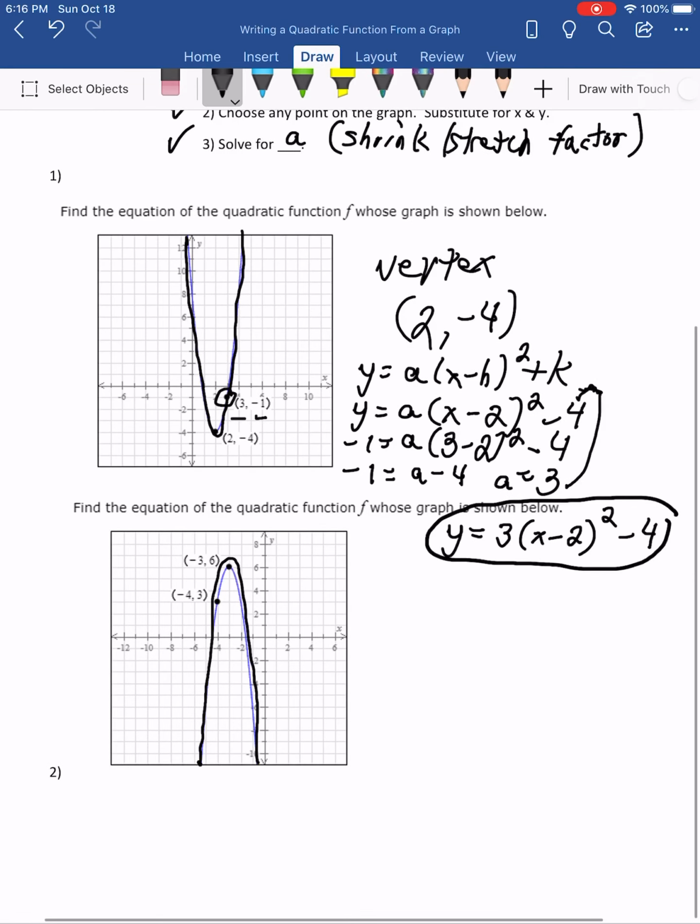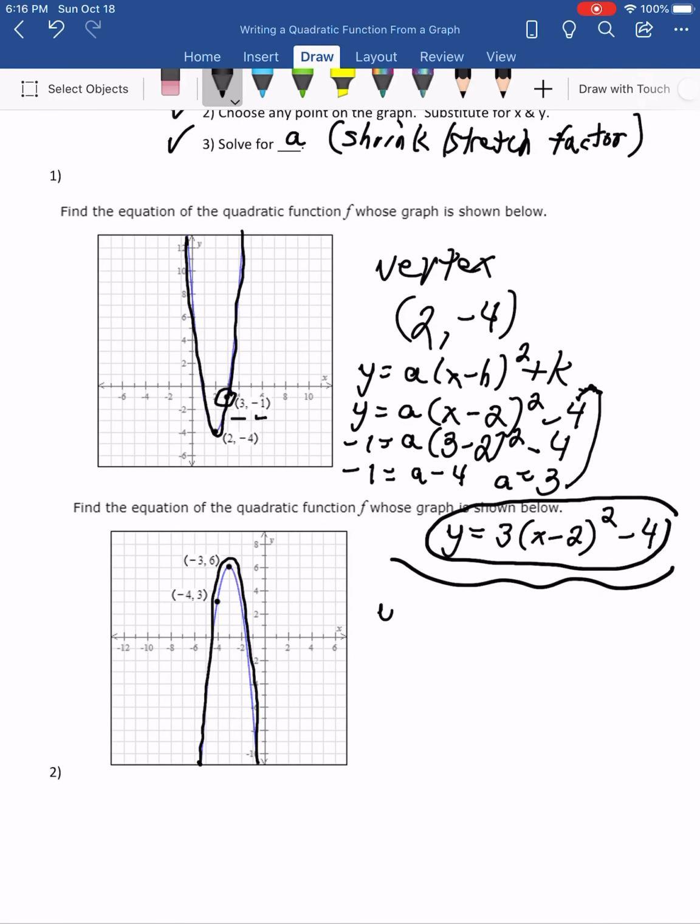Okay, so number 2, y equals a times x minus h squared plus k. All right, so the vertex of this one is negative 3, 6. So that means y is going to be a times, remember the x coordinate is opposite for h. So it's going to be x plus 3 squared plus 6.